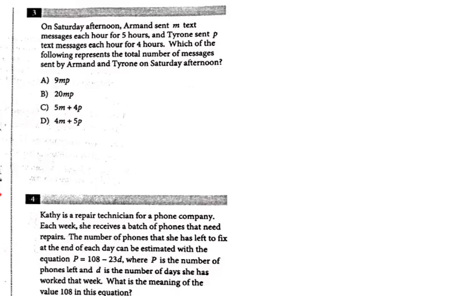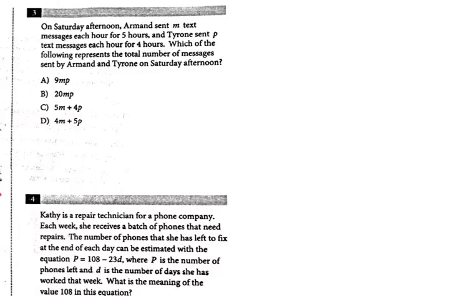Now we continue with question 3. We can look at question 3 by seeing the last sentence: which of the following represents the total number of messages? They're looking for the total number of messages sent by Armand and Tyrone on Saturday afternoon. The total is sent out by these two persons. So now look at the information.